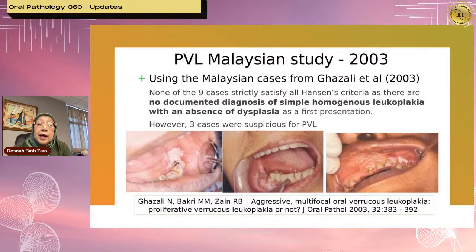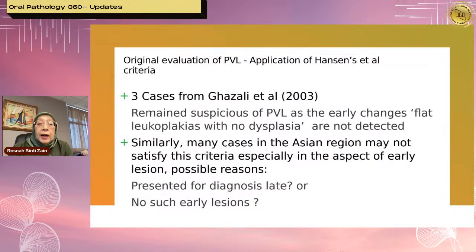In fact, at that time when we were doing this, we were suggesting that we should not have a starting point of simple homogeneous leukoplakia as a criterion. It may retrospectively be a starting point, but we should actually have a criterion of a number of lesions. So we'll move on to the next one.